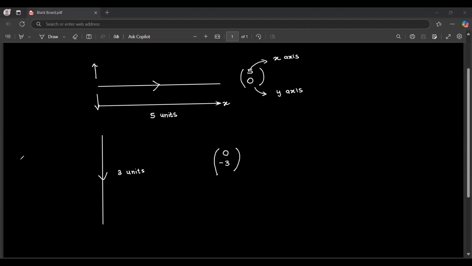This is how we numerically represent vectors.